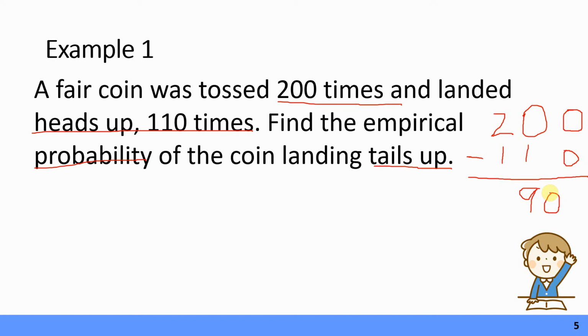Again, pretend that was beautiful handwriting, but you get it. The problem doesn't have the number 90, but you have to know how to figure it out. If it ended up being heads 110, that means it ended up being tails 90 times. Now, how do we find probability? What I'm asking you for goes in the numerator, and then the total goes in the denominator. So my answer for this one would be 90 over 200.